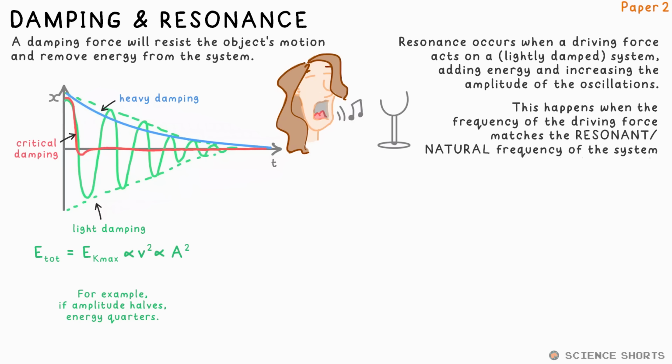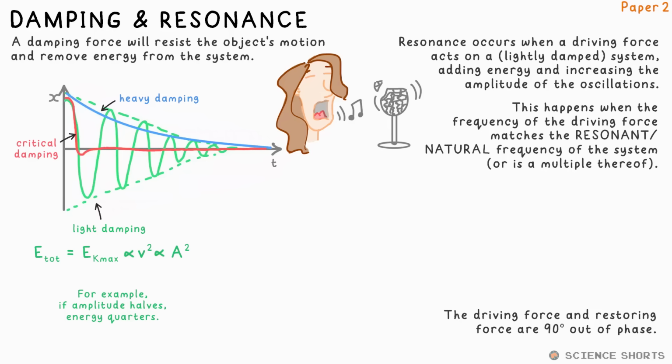Maximum resonance occurs when the frequency of the driving force, the driving oscillations, matches that of the natural or resonant frequency of the system. That's the frequency it would oscillate at without the driving force. The driving force frequency can also be a multiple of the natural frequency, and you'll still get substantial resonance.